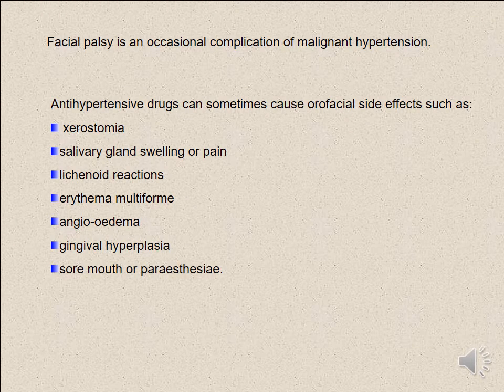Facial palsy is an occasional complication of malignant hypertension. Antihypertensive drugs can sometimes cause orofacial side effects such as xerostomia, salivary gland swelling or pain, lichenoid eruption, erythema multiforme, angioedema, gingival hyperplasia, sore mouth, or paresthesia.